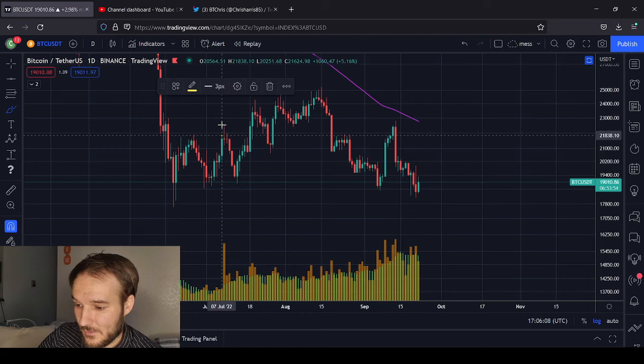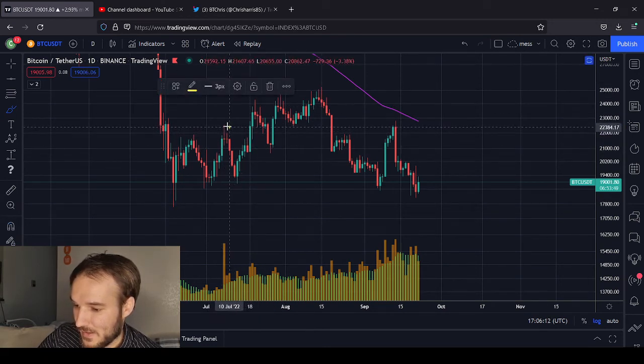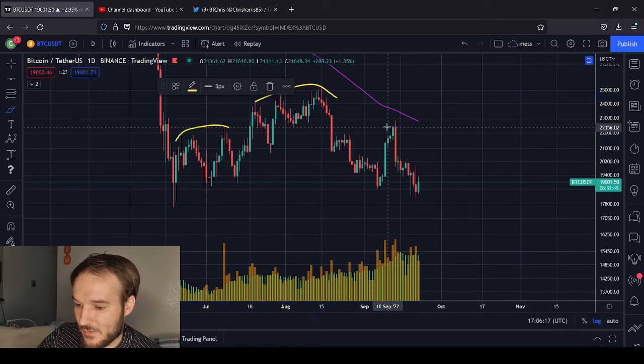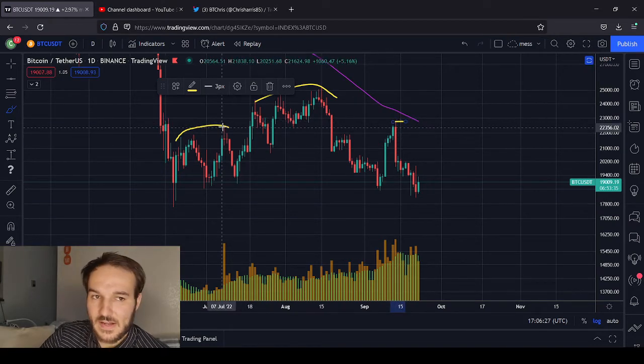Here we've got our first, I'm going to take my magnet off because it's being a pain. We've got this first shoulder here, the head here, and then the next shoulder here, right? First of all, you can see this shoulder is already higher than this shoulder. That invalidates it, in my opinion.